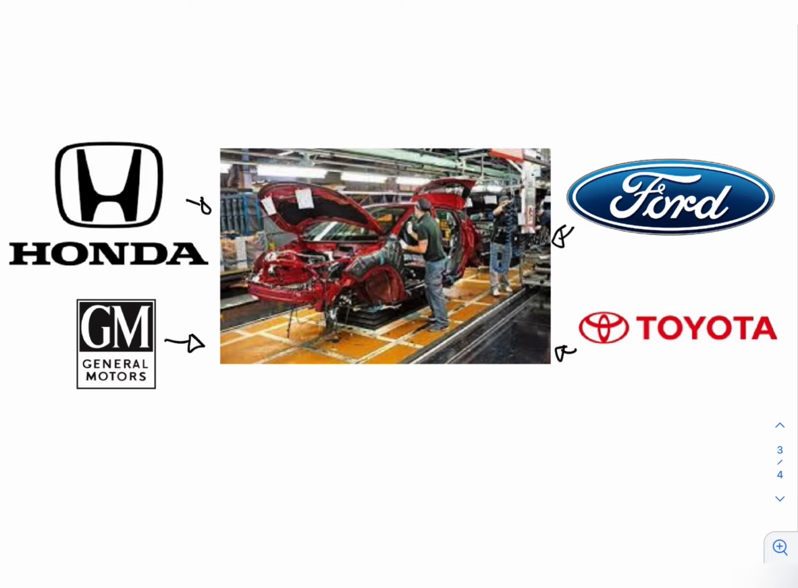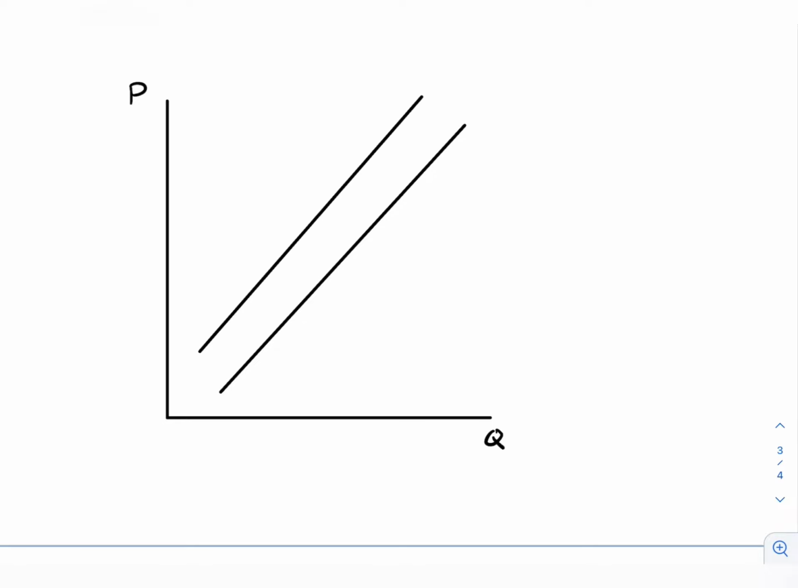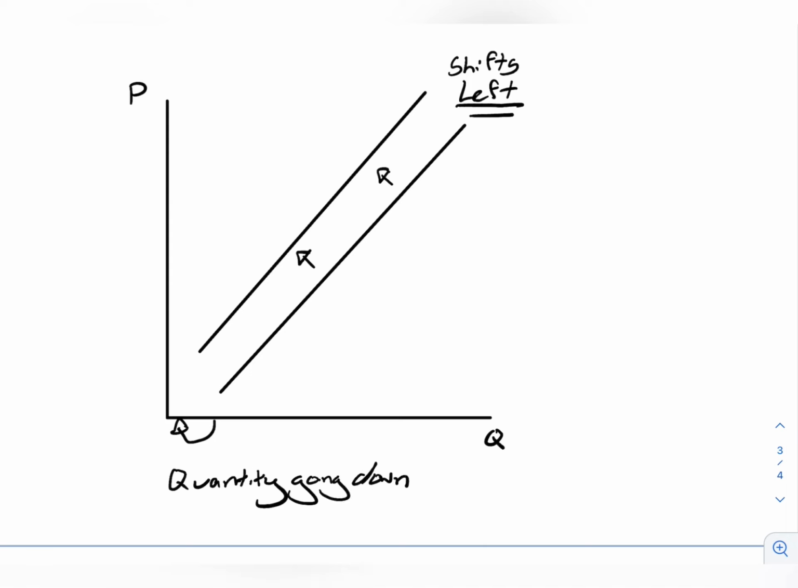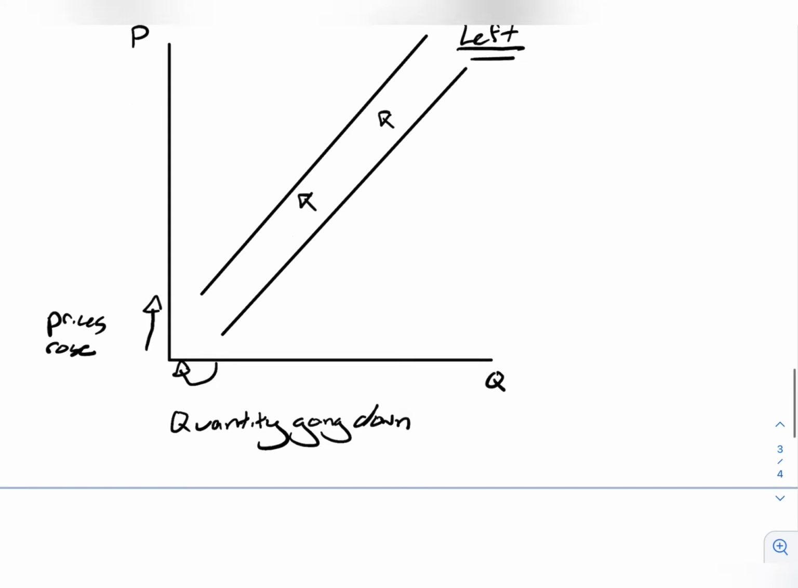Not only did this make parts hard to come by to build and fix cars, it made the prices of vehicles increase because of the increased price of the inputs, the car parts. If we were to put this on a graph, this here would be the original supply line, and because the prices of inputs were raised and harder to get to, the curve would shift to the left. This displays the quantity going down and the prices for the whole curve to rise.